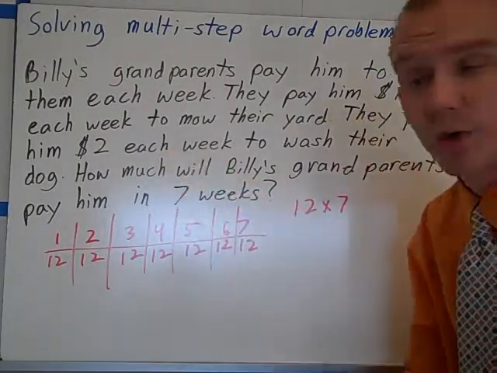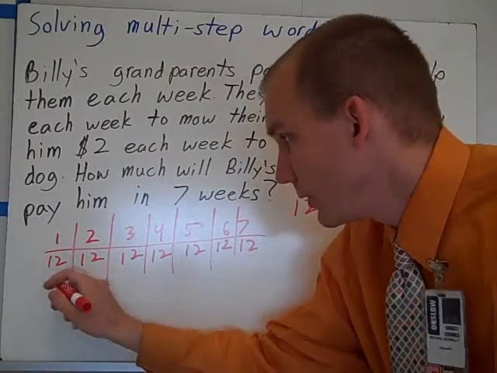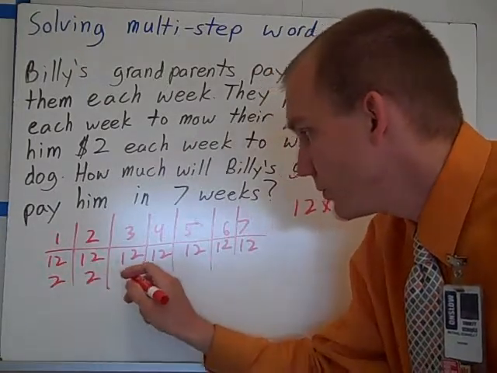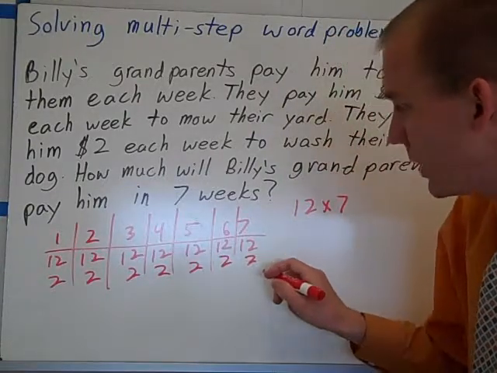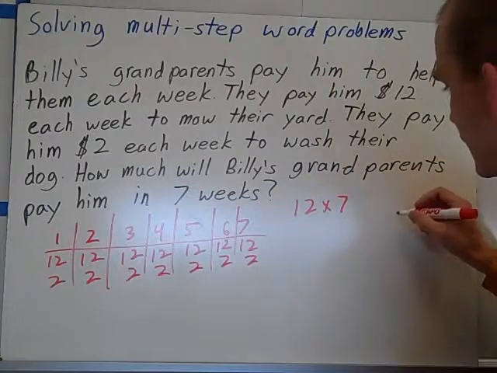But then it's $2 each week to wash the dog. So at that point, you're like, okay, 2, 2, 2, 2, 2, 2, 2. And it's the same type of thing. It's 2 times 7.